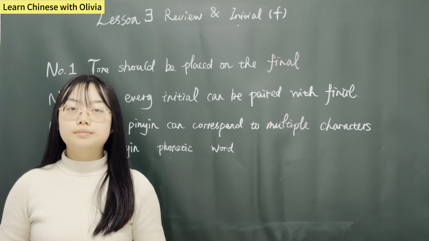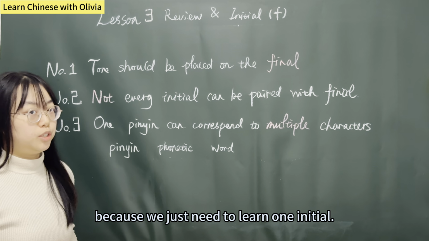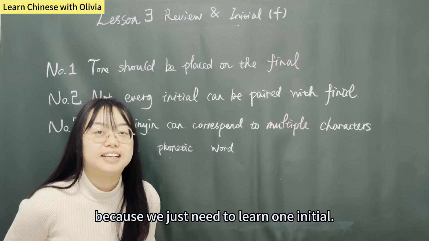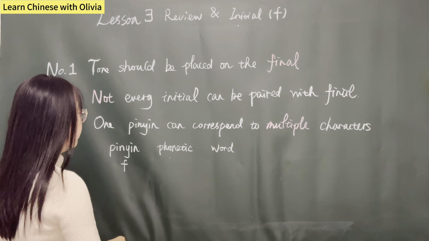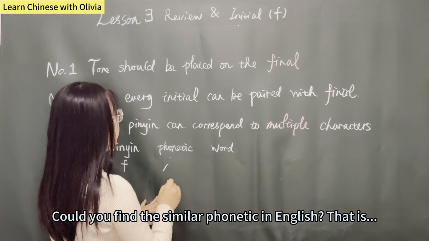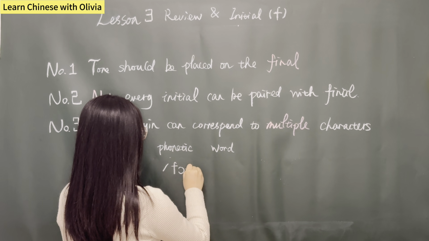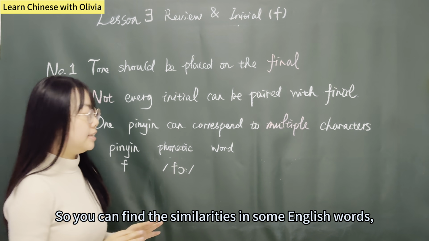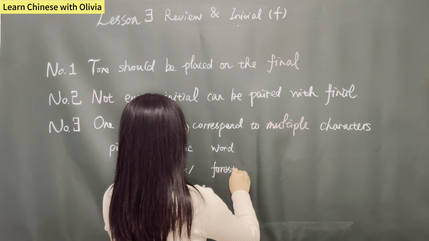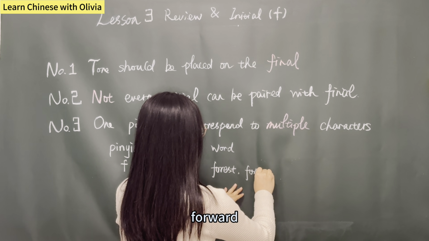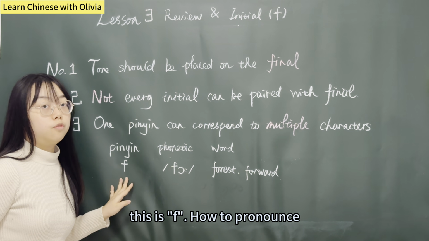Okay? The content of this lesson is relatively simple because we just need to know one initial. Yeah, that is f. You can find the similar phonetics in English, that is f. So you can find the similarities in some English word, like forest or forward, right? So this is f.